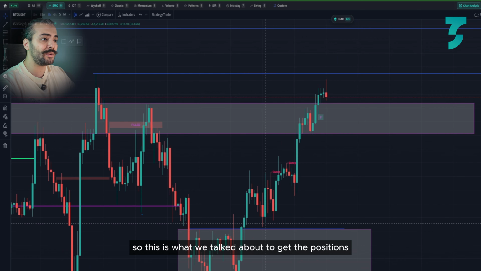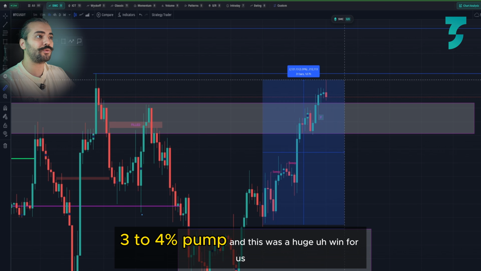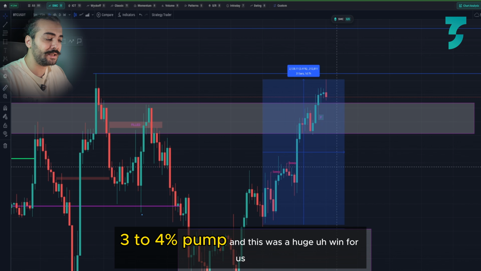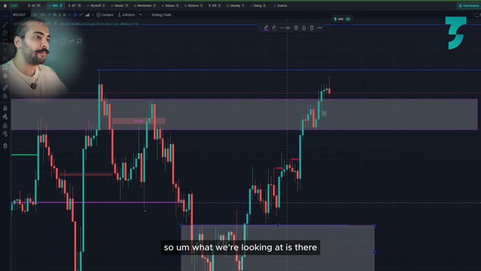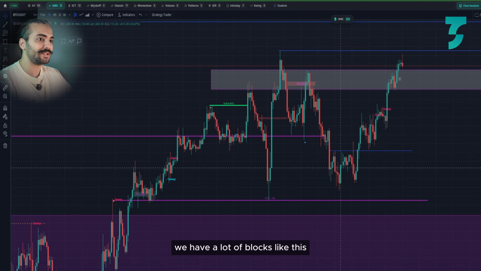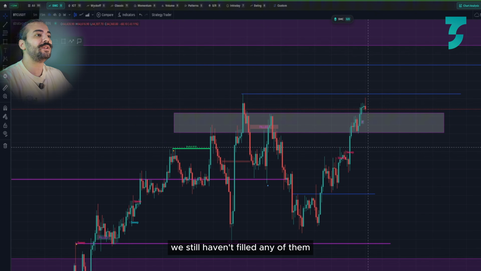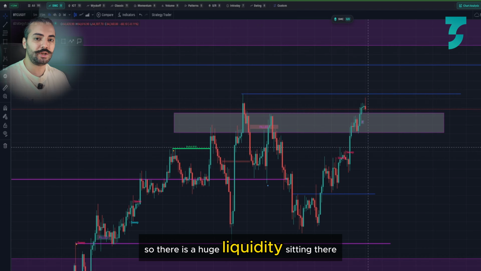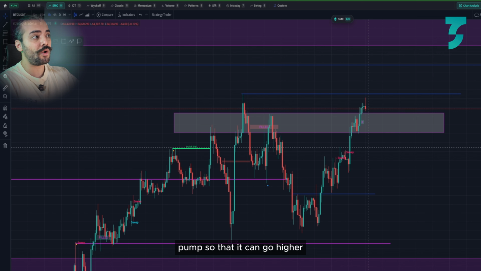So this is what we talked about to get the positions, and we had a nice 3 to 4% pump, and this was a huge win for us, the same as the day before that. So what we're looking at is we have a lot of blocks like this one in the 4-hour. If you remember, on the 4-hour side, we still haven't filled any of them. So there is a huge liquidity sitting there, which means that the price is willing to go back to that liquidity to have more pump so that it can go higher.